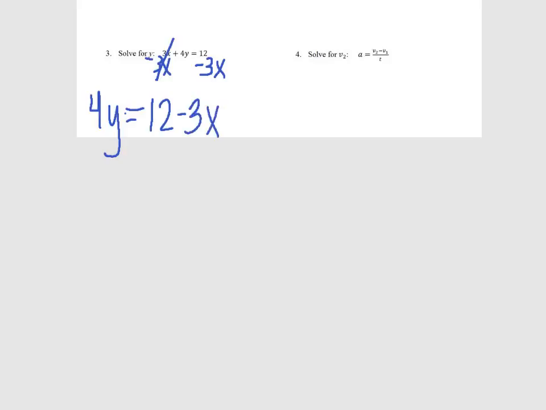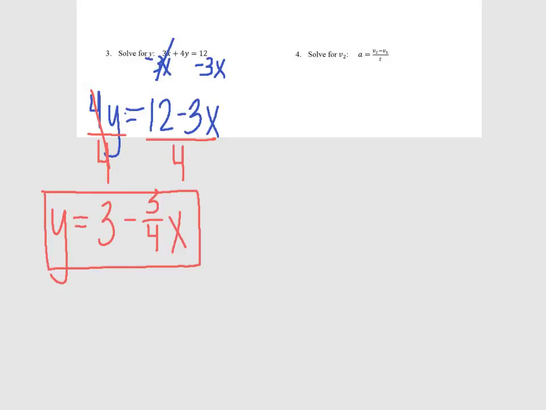Remember, you cannot combine something with an x and something without, so that's why the 12 and the negative 3x stay separate. My last step is going to divide by 4 to both sides. My 4's will cancel, and I'm left with y equals 12 divided by 4, which gives me 3, and negative 3 divided by 4. When I type that into my calculator, I get a decimal. So you leave it as the fraction negative 3 over 4 to the x.